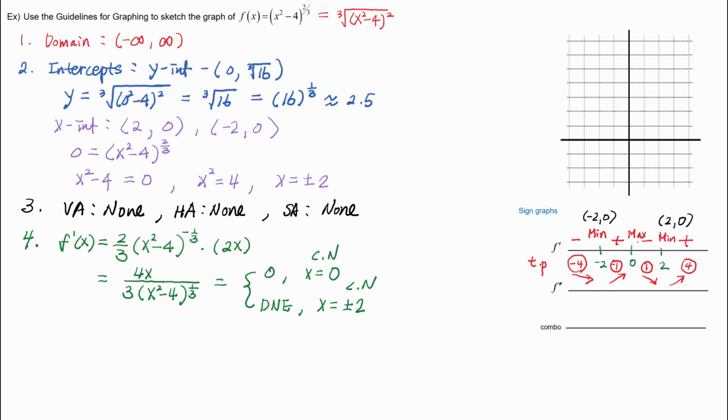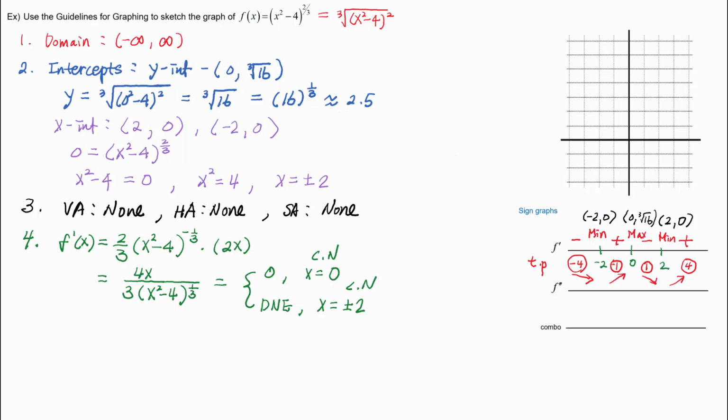What about the relative max? A relative max occurs when x equals 0. But that point would be the y-intercept, and we already got the y-intercept as well. The y-intercept was (0, cube root of 16). So that will be our relative maximum.